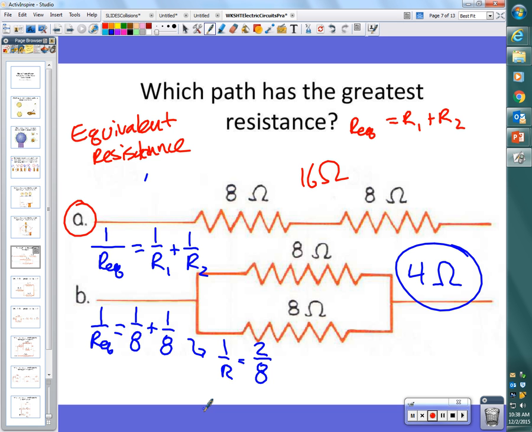Yeah, if the numbers weren't the same, you would do some fractions and make them common denominators and stuff like that. It gets a little bit more complex mathematically, but the idea is the same.